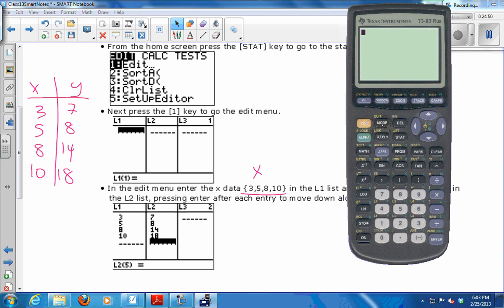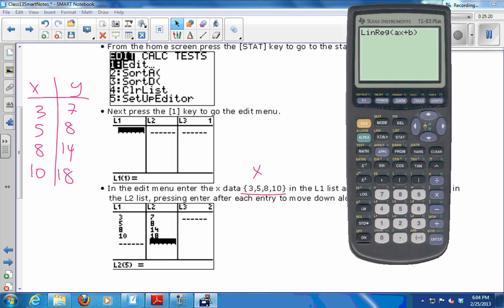All right, so we quit, and I want to do a linear regression. So use the stat button again. And this time, use the right arrow to cursor over to the Calculate menu right here. And we want to choose option 4, Lin Reg. In parentheses, it tells you that's ax plus b. So we want the equation of a line. So you hit enter.